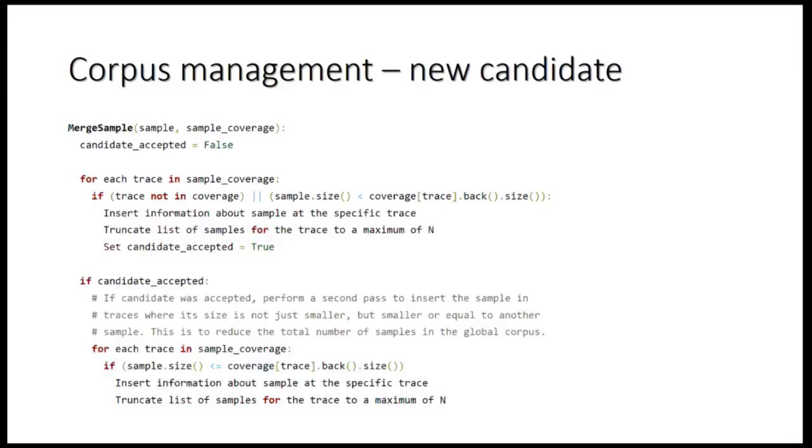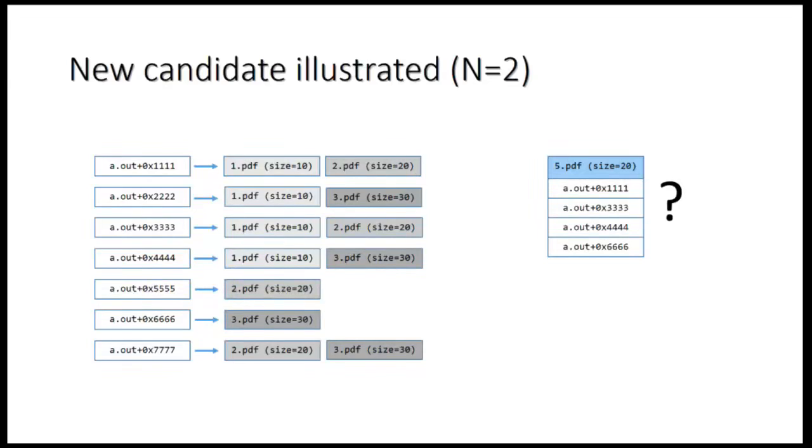When it comes to the algorithm of determining whether a new candidate is good for fuzzing or not, the algorithm is a little bit more complex. First of all, we go through each of the traces which is covered by the sample and see if it improves the size of one of the traces, so if it's smaller than the size of the largest file in the set. And if any such improvement is achieved, then we perform a second pass to remove all files from the set which have the same size as this file. And here is an illustration of this approach.